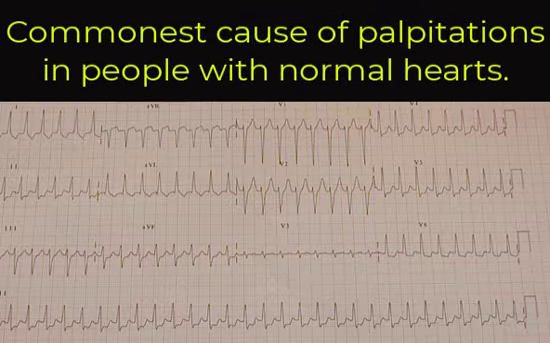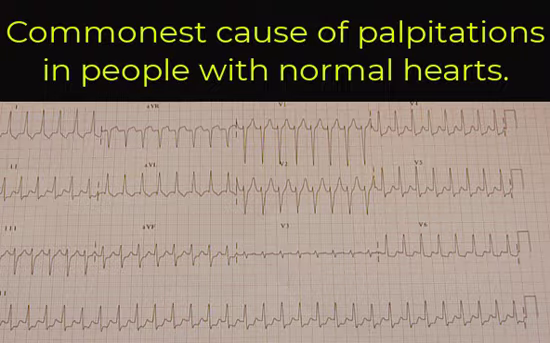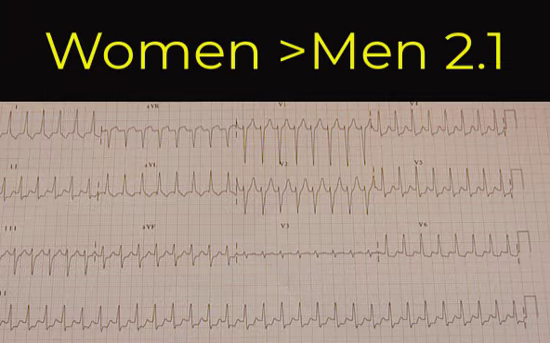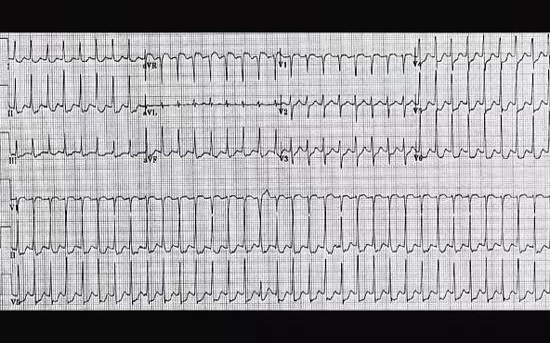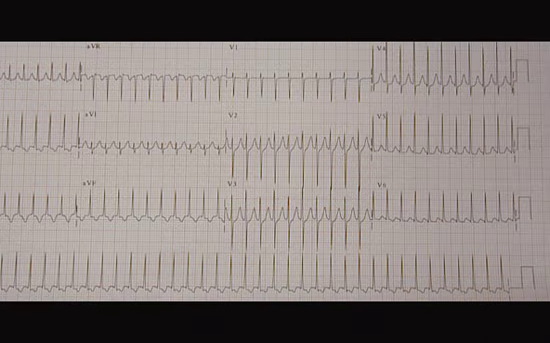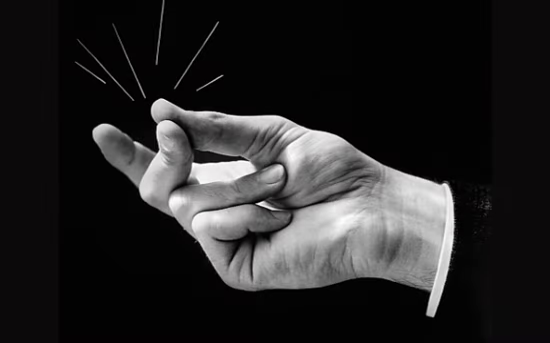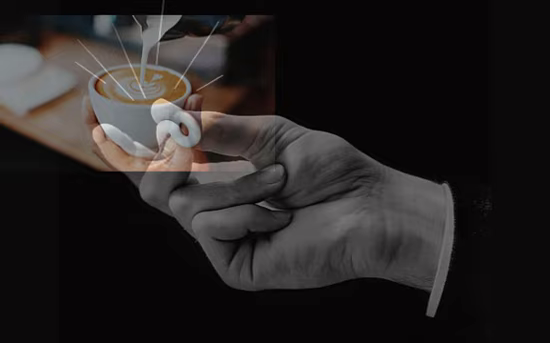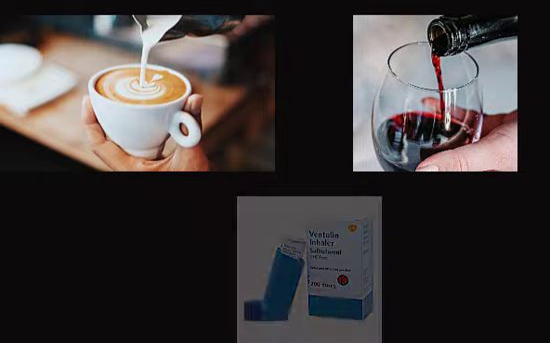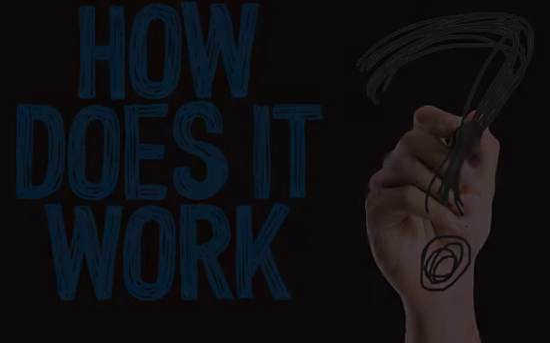It is the commonest cause of palpitations in patients with normal hearts and occurs more often in women than men. Typically it goes at a rate of about 150 to 250 beats per minute and is narrow complex. It may occur spontaneously or be triggered by stimulants like caffeine, alcohol, or salbutamol puffers. So how does it work?